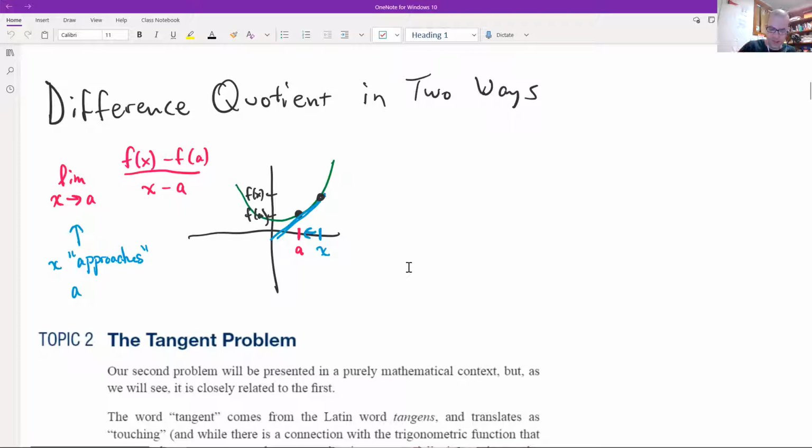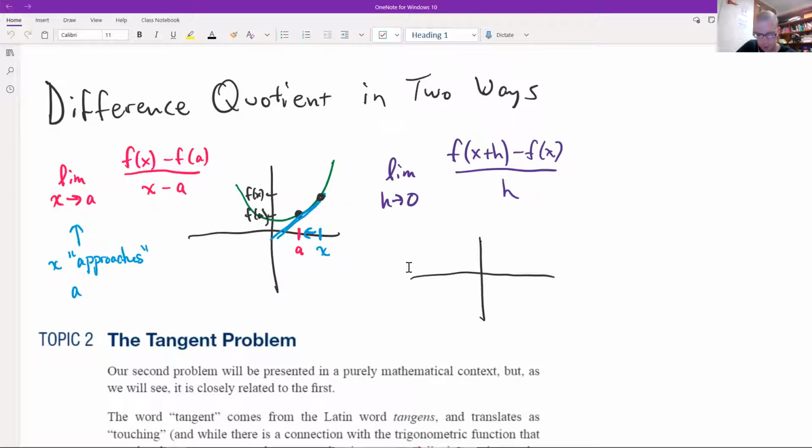The alternate version of this looks similar, but we will have the limit as h goes to 0 of f of x plus h minus f of x over h. And in this context, we want to interpret h as the distance between a and x in the previous problem.